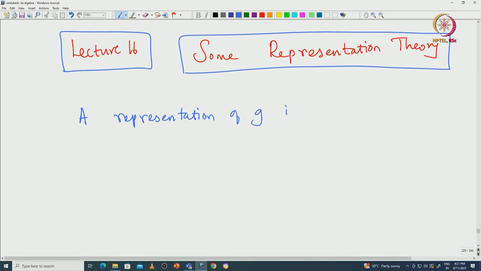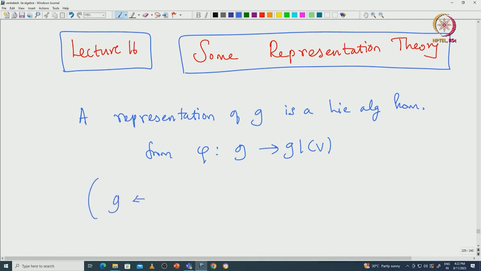of G is a Lie algebra homomorphism from G to GL of V. Okay. So, here G is a given Lie algebra and we are talking about representations of that. And V is a vector space over complex numbers. Again, in this lecture, we will only talk about finite dimensional representations. Okay.